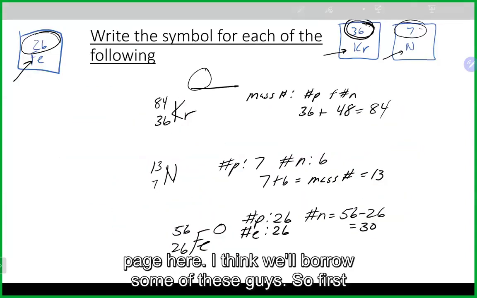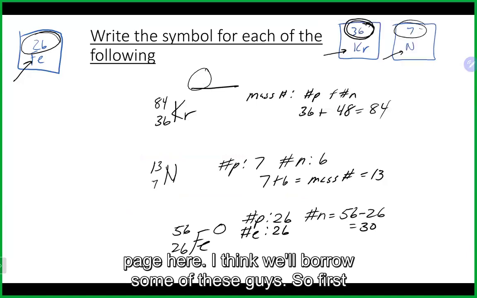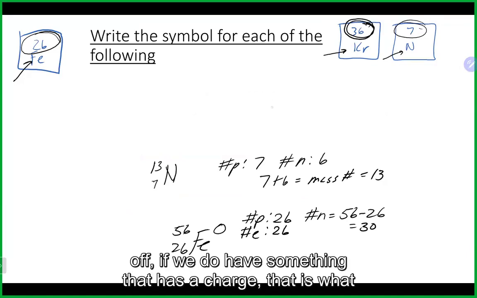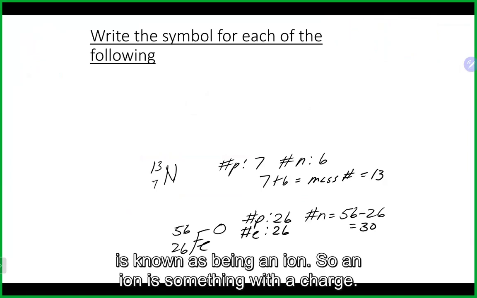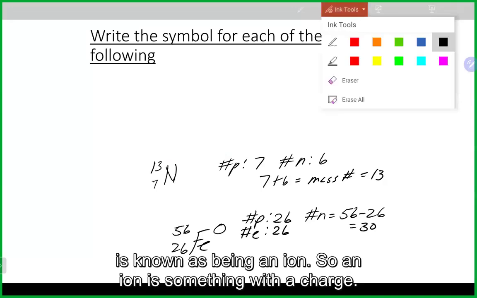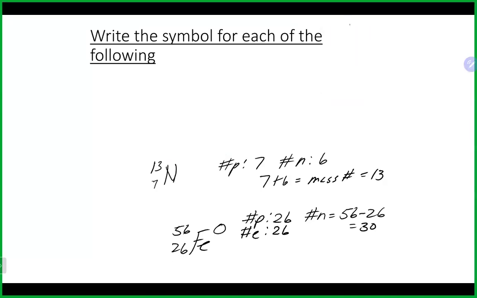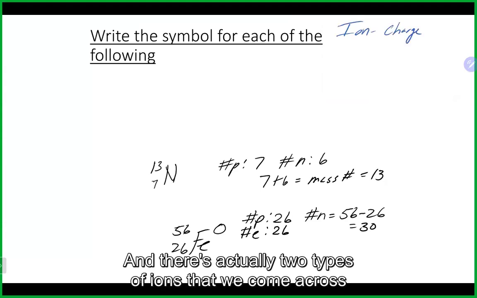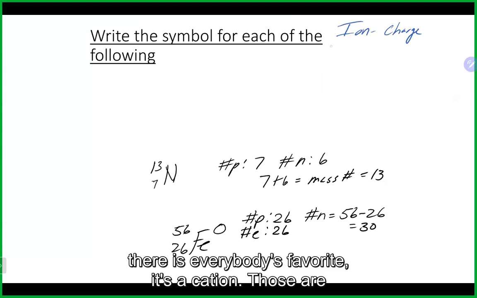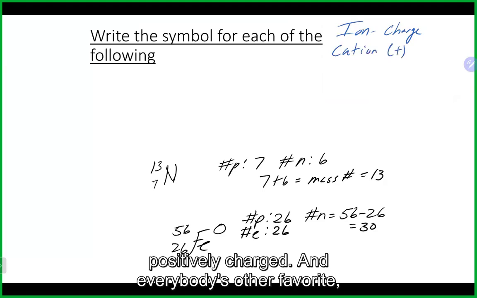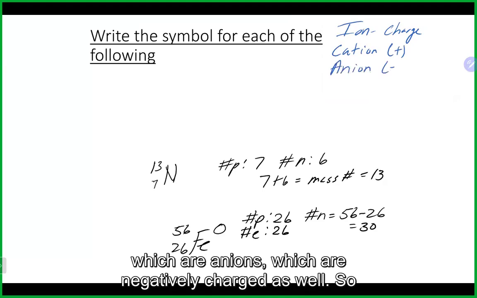So I'm just going to steal this page here, I think. And we'll borrow some of these guys. So first off, if we do have something that has a charge, that is what is known as being an ion. So an ion is something with a charge. And there's actually 2 types of ions that we come across. There is everybody's favorite, it's a cation. Those are positively charged. And everybody's other favorite, which are anions, which are negatively charged as well.